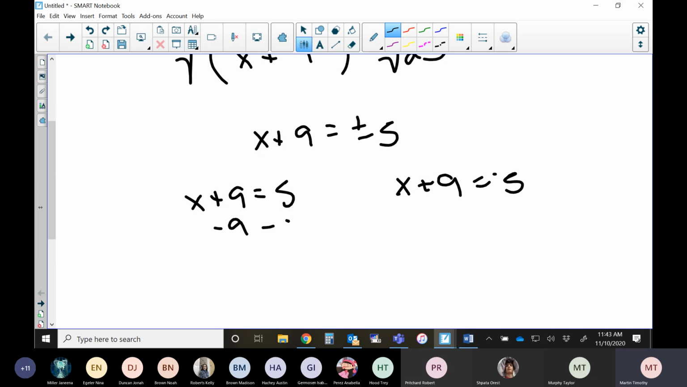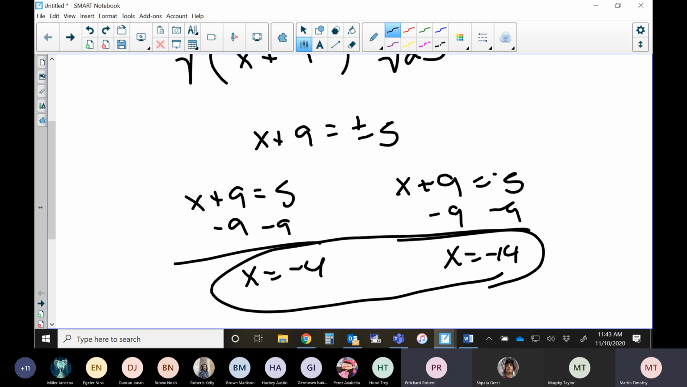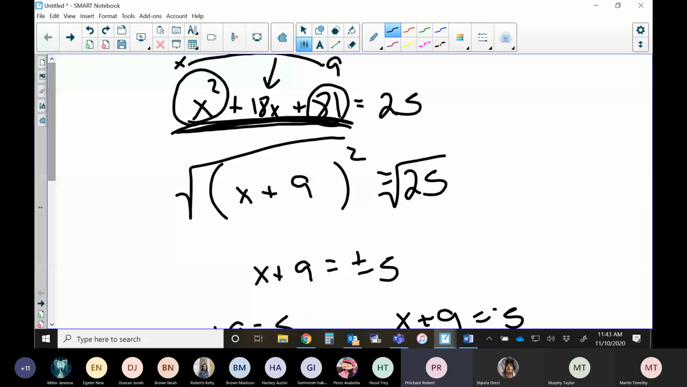Minus my 9, I get x equals negative 4. Minus my 9, I get x equals negative 14. Yeah, I got that one. I just didn't get number 12 for some reason. I think it just didn't click or something. But I understand that. Good.